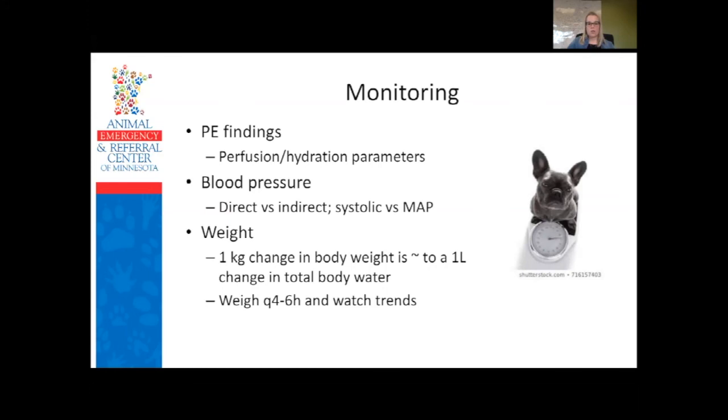Weight is also another important indicator of fluid balance. You can use it as a sentinel for fluid shifts in the body, because a 1 kilogram change in body weight is roughly equivalent to about a 1 liter change in total body water. So weigh your patients fairly frequently. Ill patients, we're weighing maybe every 4 to 6 hours. If they're a stable patient, maybe they only need to be weighed every 12 hours. But you can use that information, particularly the trends, to get a better idea of what your overall fluid balance in that patient is.